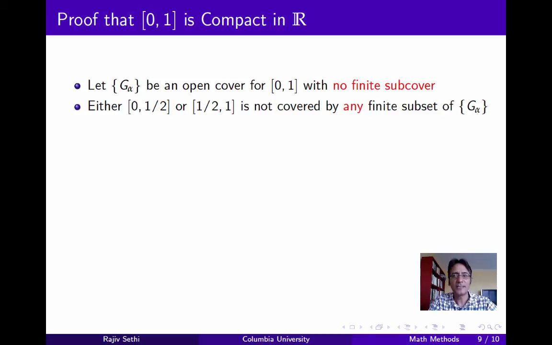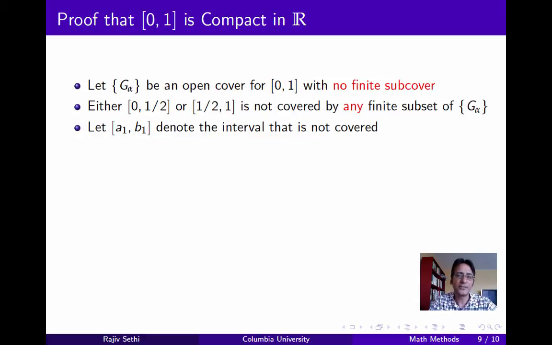Now since G alpha has no finite subcover, if we bisect this interval and consider the intervals 0, 1/2 and 1/2, 1, at least one of these is not covered by any finite subset of G alpha. If both of these were covered by finite subsets of G alpha, then we could take the union and get a finite subcover for 0, 1, and we're assuming that it has no finite subcover. Let A1, B1 denote the interval that is not covered.